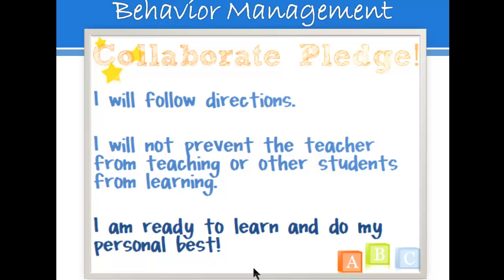So instead of saying a bunch of don't do this, don't do that, stop typing in the chat box, we start each day by saying our Collaborate pledge, sometimes after the Pledge of Allegiance if it's our first meeting for the day. And we say, I will follow directions. I will not prevent the teacher from teaching or other students from learning. I am ready to learn and do my personal best.